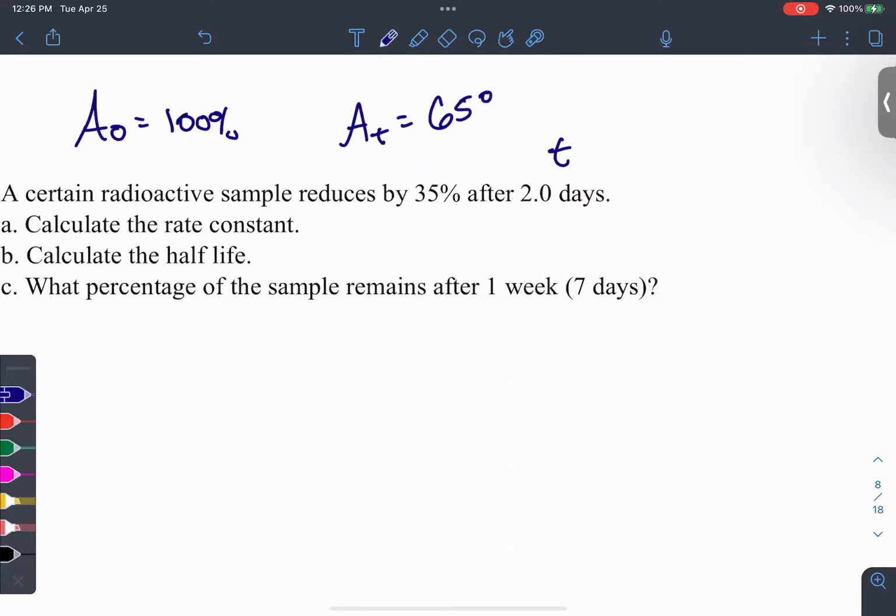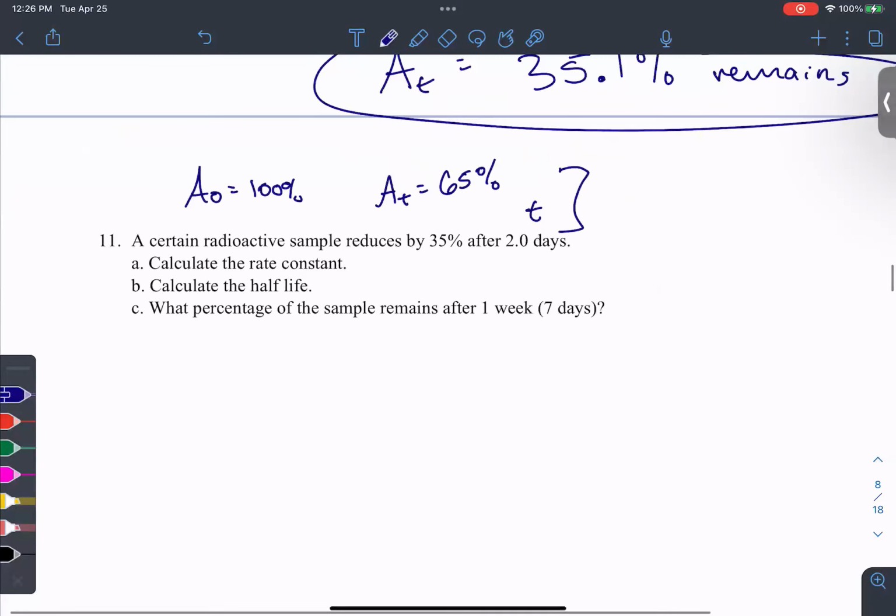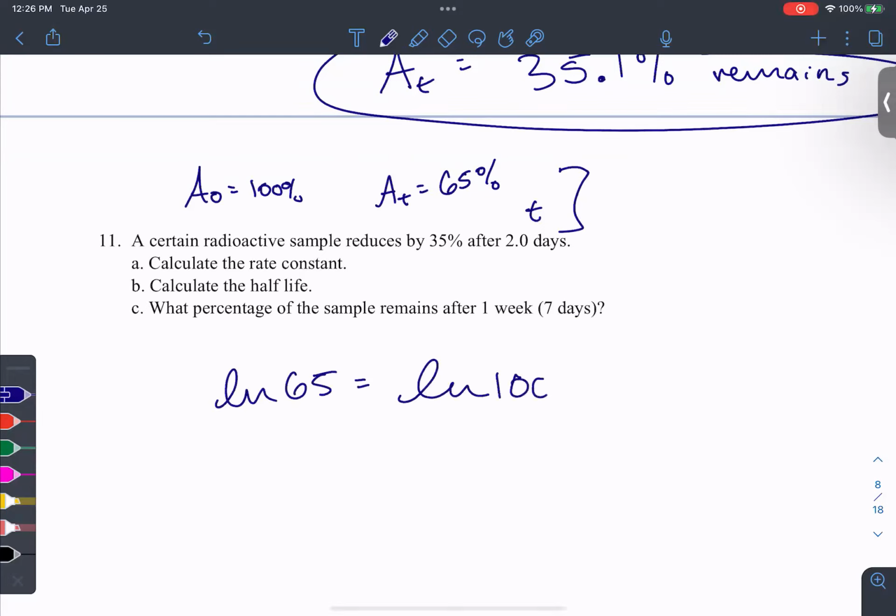Reading comprehension, yes. All right, so hopefully you see this is all the information you need for the first order integrated rate law. So natural log of 65 equals natural log of 100 minus K times t, which is 2 days. And again, I told you that the unit of concentration doesn't matter for first order. I just put these as percent whole numbers. If you did it at 0.65 and 1.0, you will get the same answer, I promise.